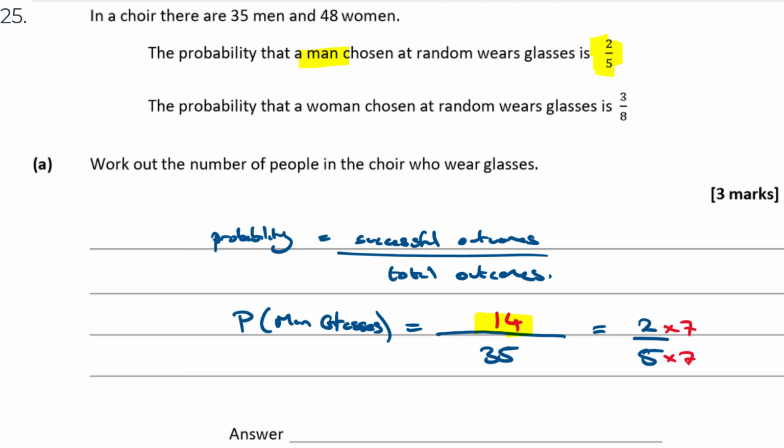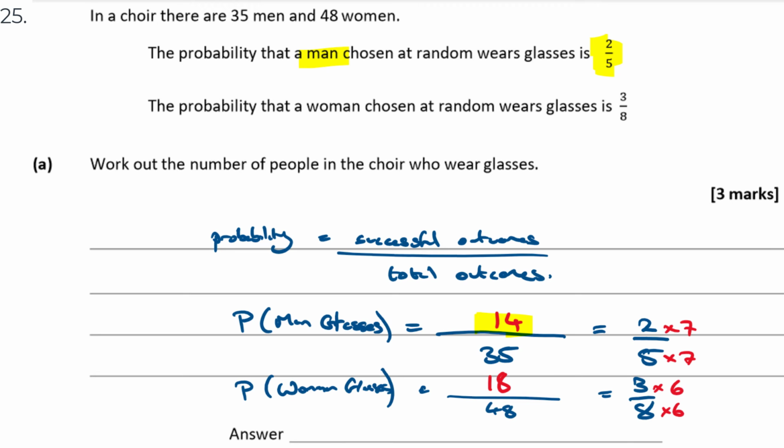We can do the same thing for women as well. So the probability of woman glasses is going to be something over the total number of women, which is 48. And we know that is 3/8. So again, how many times does 8 go into 48? That goes in 6 times, so multiply that up by 6. That's going to give me 3 lots of 6, that's 18 women wearing glasses.